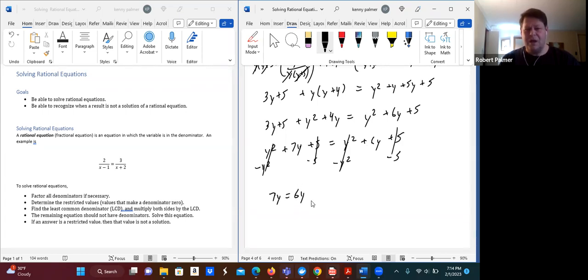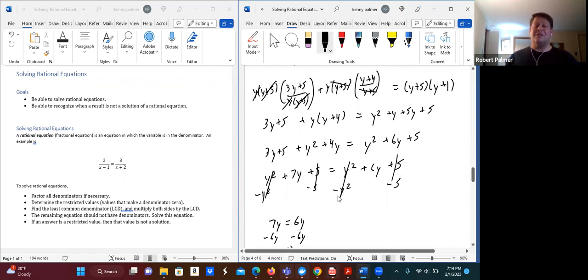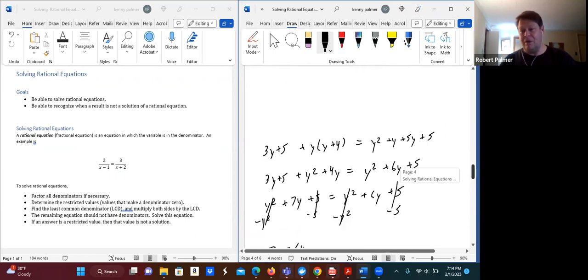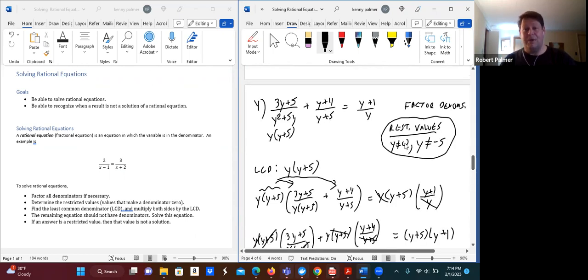Okay, which is kind of strange, but let's approach it the same way. Get the y's on the same side. Subtract 6y from both sides. What we're left with then is y is equal to 0. So it worked out nice in the sense that it looked like a quadratic equation, but turned out not to be. Now, once again, is this a restricted value? Let's take a look. Go back up here, and yeah, it is.